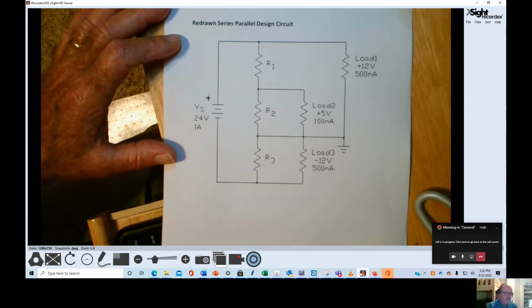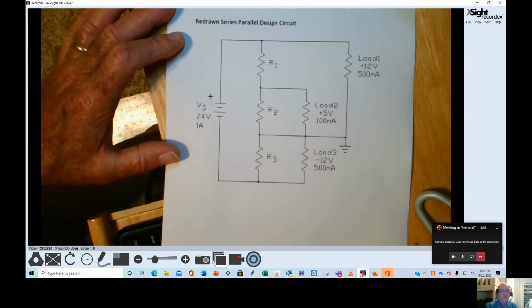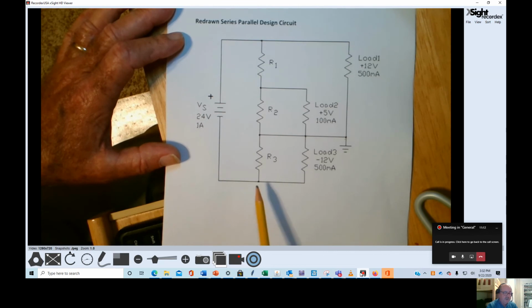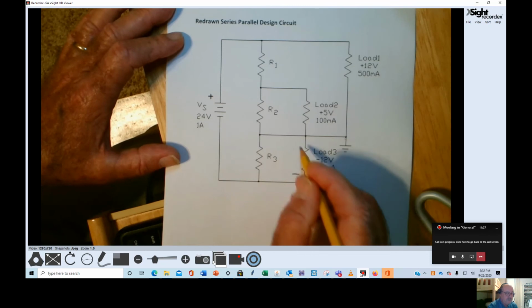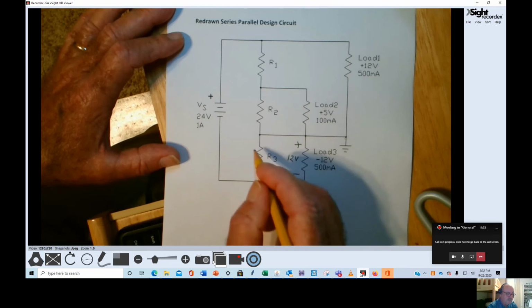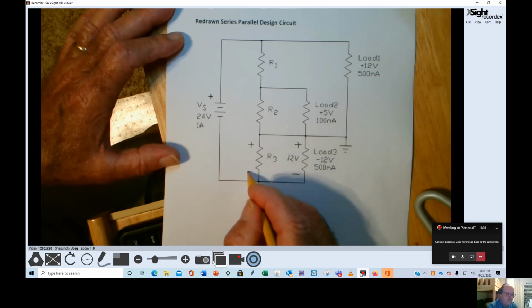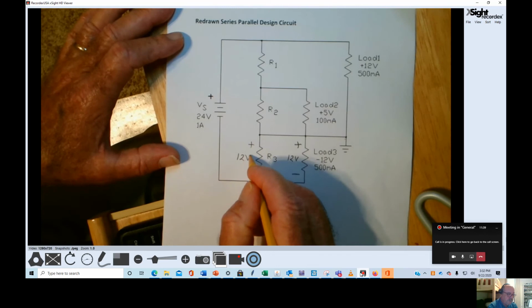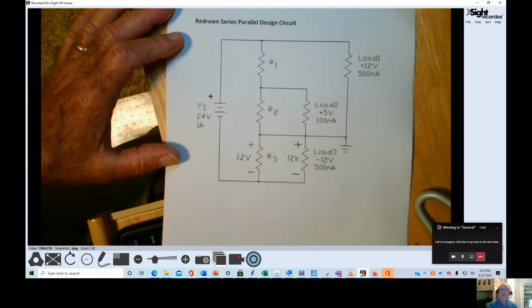Now, the first thing we'll do is to look at the voltages that will be dropped across resistors R1, R2, and R3. Let's start down here at the bottom, and we see that resistor R3 is in parallel with load 3. And we know that parallel voltages are equal. So the voltage across load 3 is 12 volts, negative to positive. So the voltage across resistor R3 is 12 volts, positive to negative as shown.